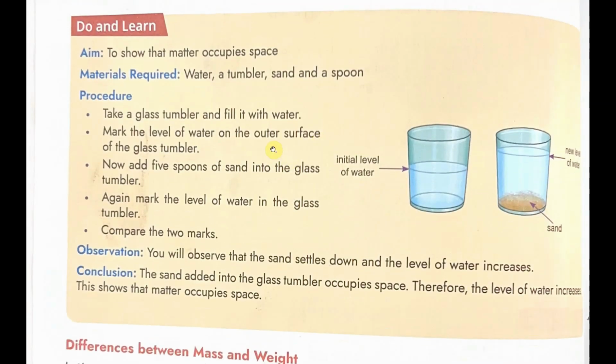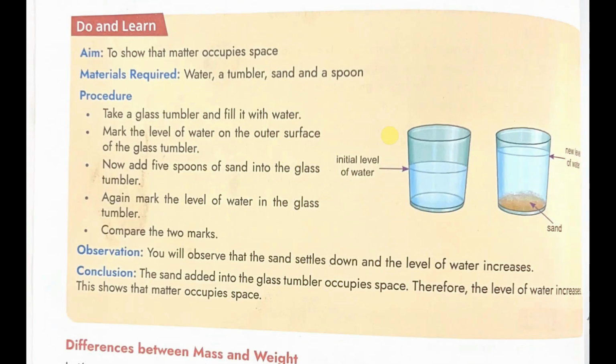We need water, a tumbler, sand, and a spoon. Now take a glass tumbler and fill it with water. Mark the level of water on the outer surface of the glass tumbler. Now add 5 spoons of sand into the glass tumbler. Again, mark the level of water in the glass tumbler.